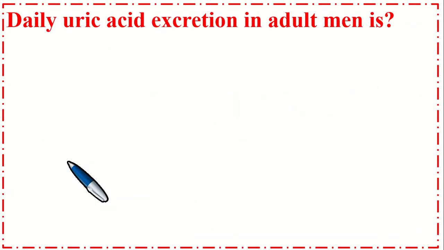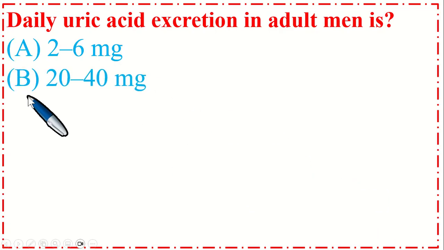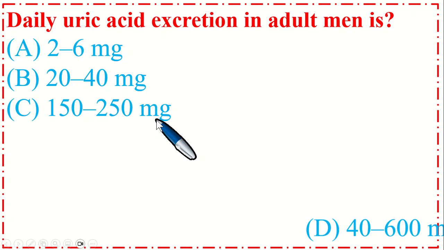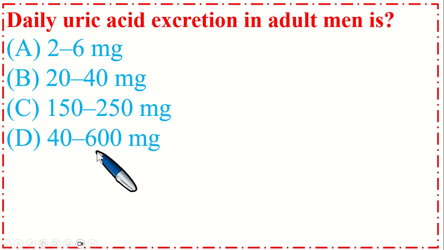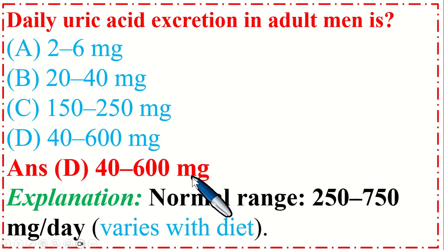So this is a very important MCQ. Daily uric acid excretion in an adult man is option A 2 to 6 milligram, B 20 to 40 milligram, C 150 to 250 milligram, and option D 40 to 600 milligram. So the correct option is D, 40 to 600 milligram. The normal range of uric acid is 250 to 750 milligram per day.